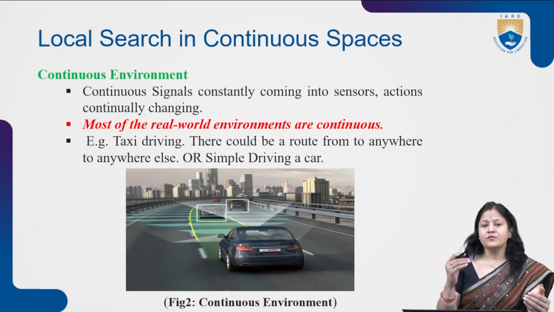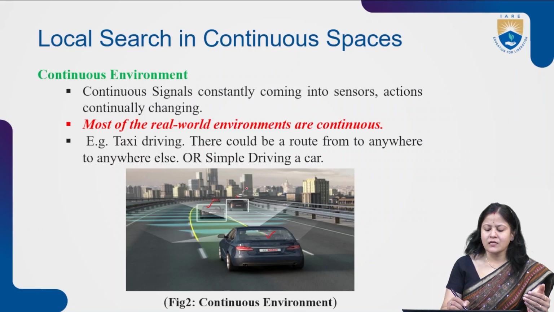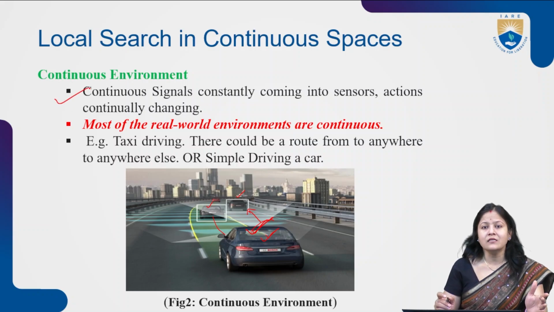Whenever the car moves on the street, it can observe up to a certain distance. The car in front of it is there, so this car can sense how much distance it needs to maintain from that car, and if that car changes the lane, then how much distance it needs to maintain. So how can it sense? Because of the sensors present in the car. Continuously the sensor of the self-driving car perceives the information from the local space, and based on that, it acts on the environment. That is why it is said that signals are constantly coming into the sensors, and actions are continually changing.